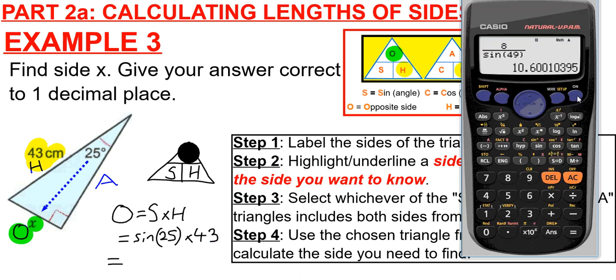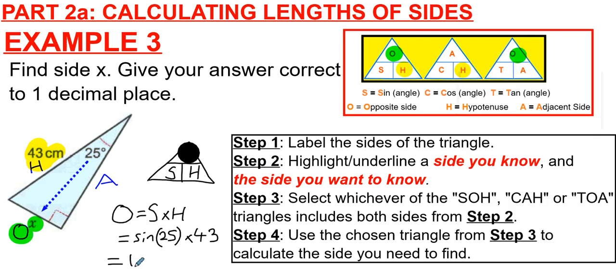So do that on your calculator. Sin 25. Now, really important, close off a bracket there. Do not leave that bracket open. Put the angle inside the brackets and close off a bracket. Then times by 43 to one decimal place, we get 18.2, because that 7 would force that one to round up. So we get 18.2 centimetres.